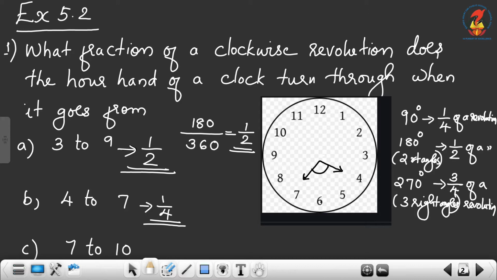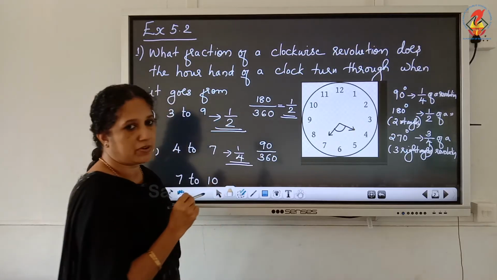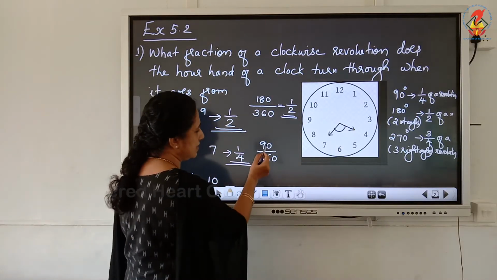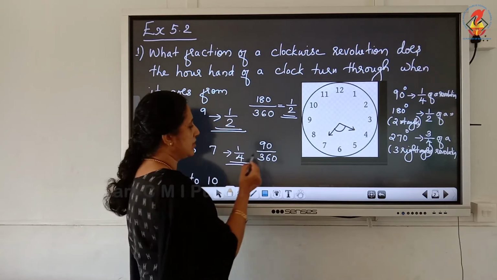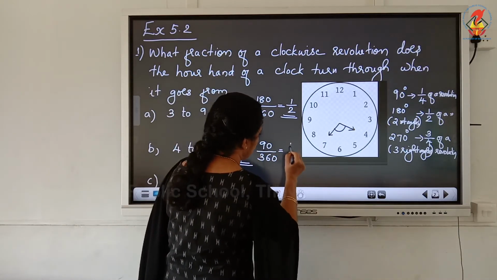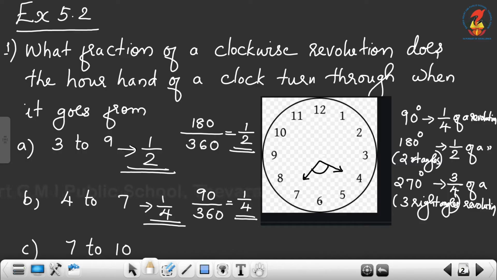Now we can find out this value in another way also. What is the angle turned here? The angle turned is 90 degree, and the total angle in a revolution is 360. Therefore, the corresponding fraction is 90 by 360. So when you simplify, you will get the answer as 1/4.